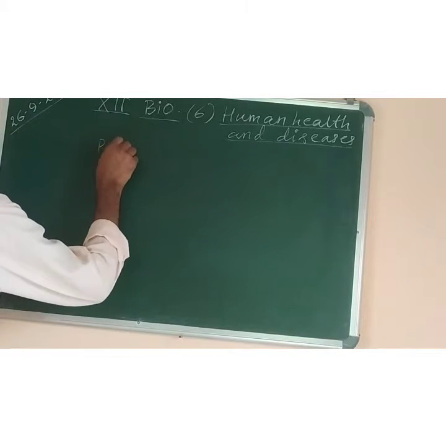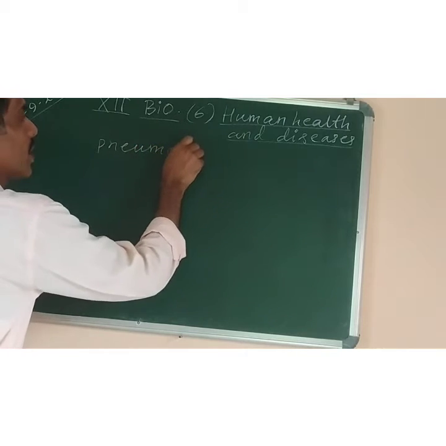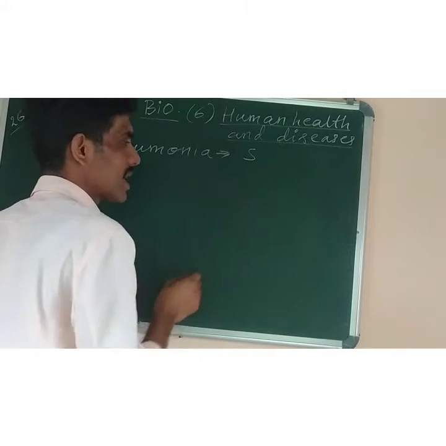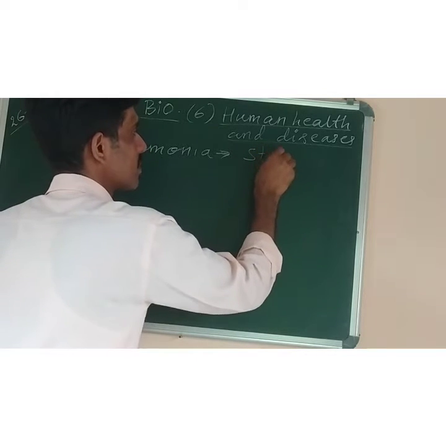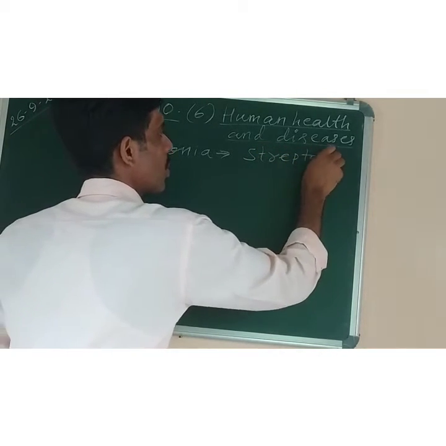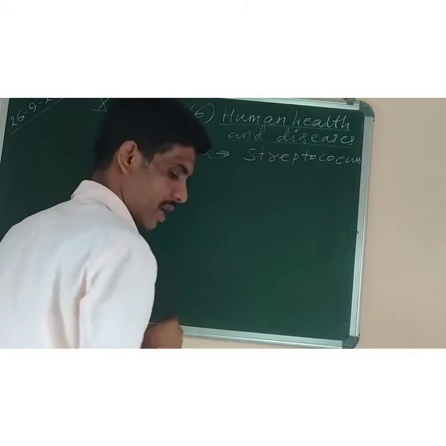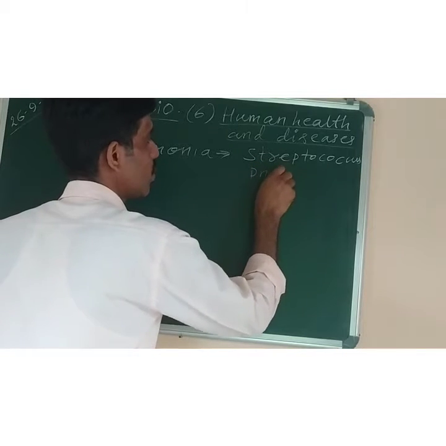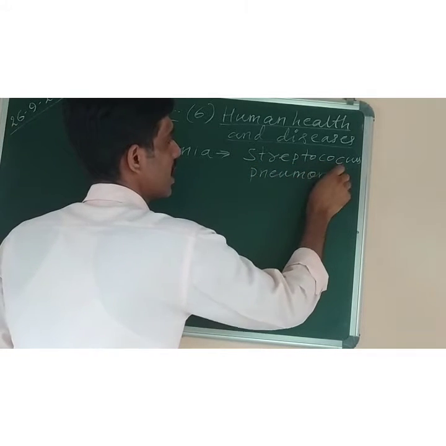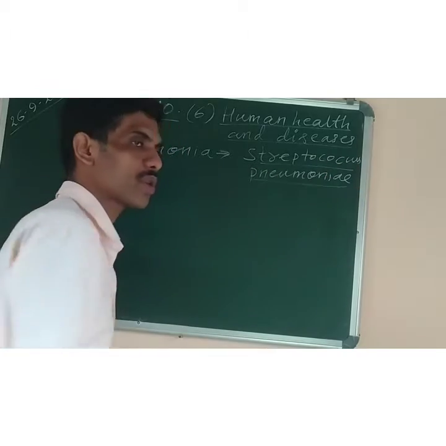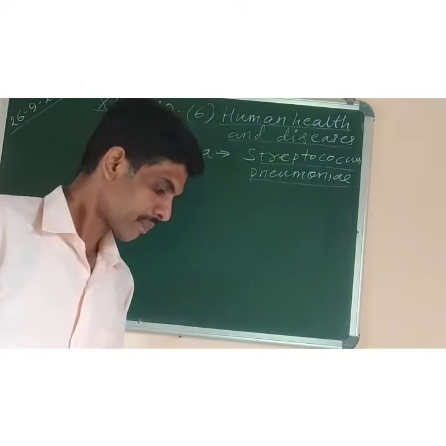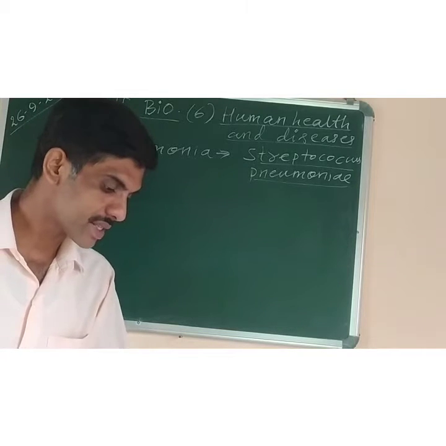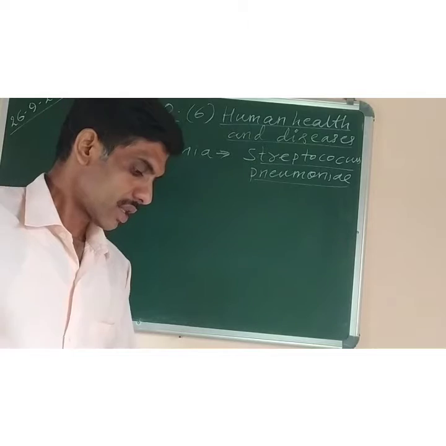So what is the causative organism of pneumonia? Pneumonia is caused by a bacterium called Streptococcus. S, I am writing S, means Streptococcus. Streptococcus pneumoniae. The spelling you can check: pneumoniae. This is the name of the bacteria which causes pneumonia disease. But other bacteria like Haemophilus influenzae, protozoans or viruses may also cause the pneumonia disease.